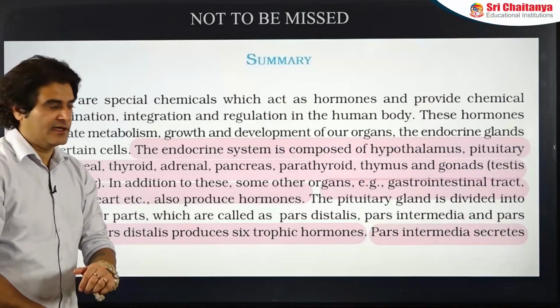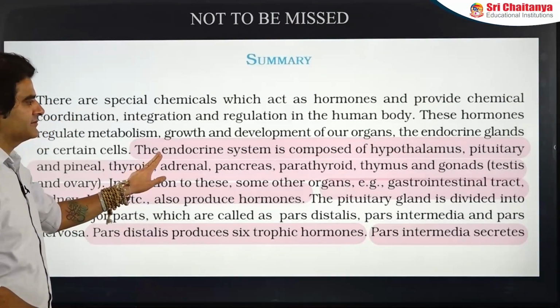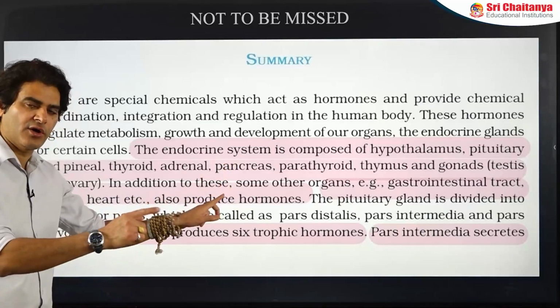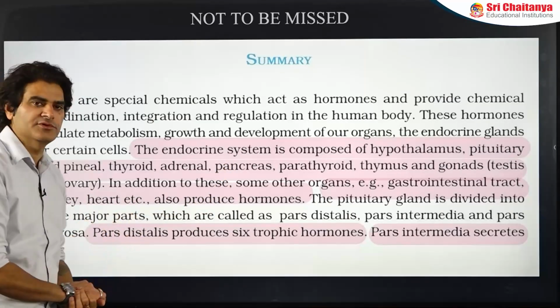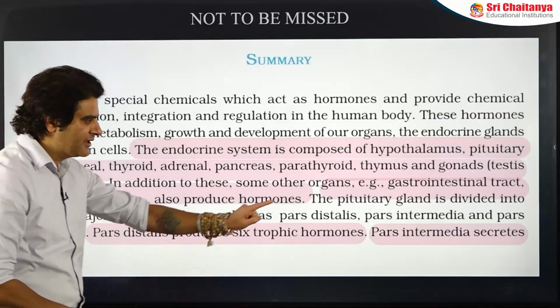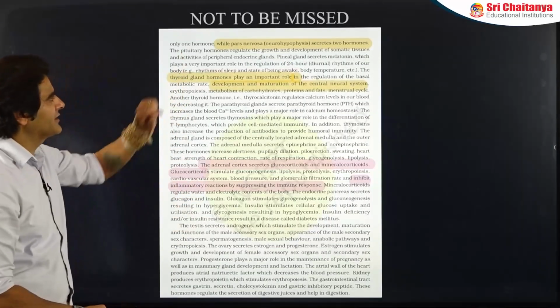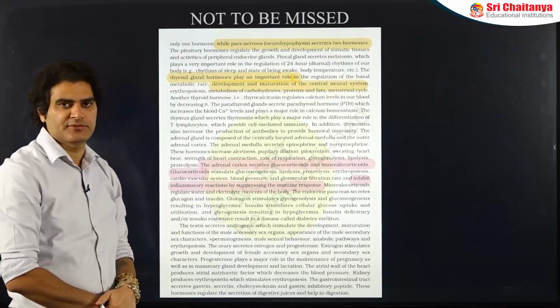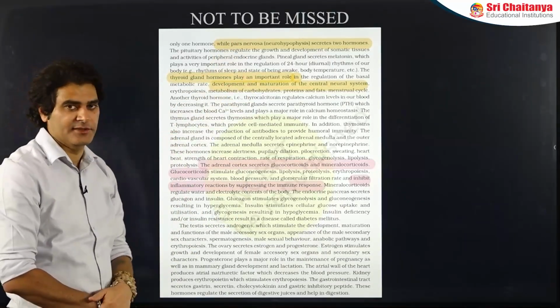Not to be missed, the last point here, endocrine system is composed of major glands plus some tissues which are not endocrine glands, however still produce hormones. Pars distalis produces 6 tropic hormones, pars intermedia only 1 hormone, pars nervosa releases 2 hormones after receiving from hypothalamus. These are points in the NCERT summary.